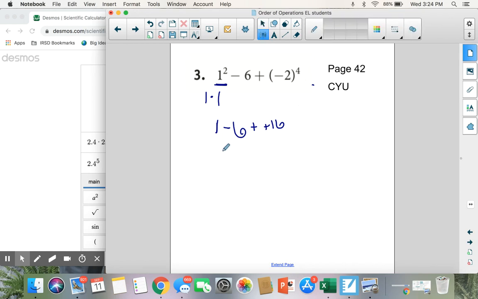So now I remember my PEMDAS, I did my exponents. So I'm going to do my multiplication and division. I'm sorry, there is none of that, so I skipped that. I'm going to do my addition and subtraction straight across. So 1 minus 6 is 5. Bring down my plus 16. 5 plus 16 is 21. So my final answer right there is 21.